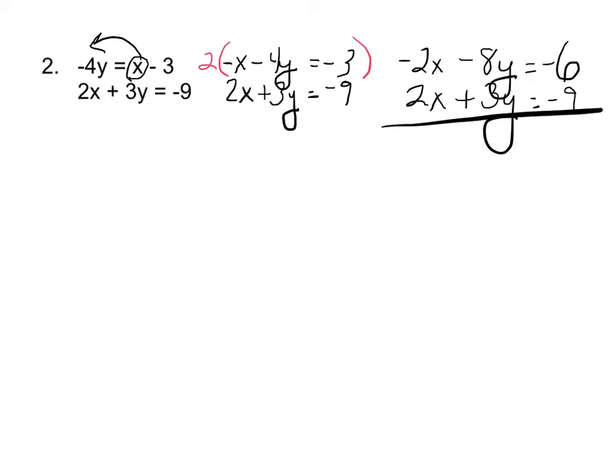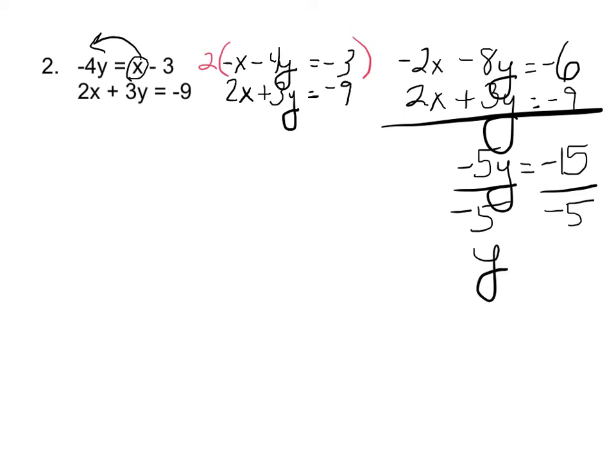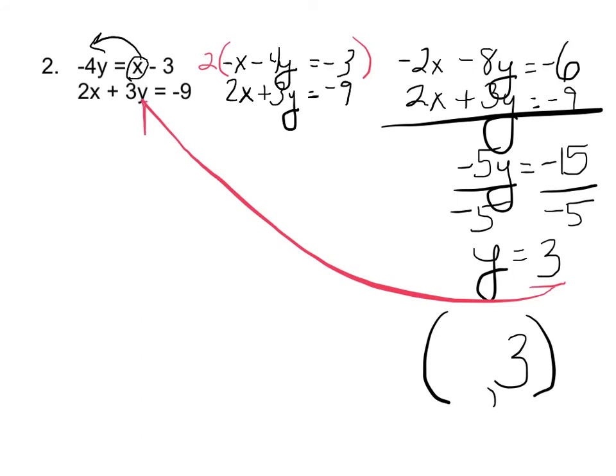Add them together. X's cancel. Negative 8y plus 3y is negative 5y. Negative 6 minus 9 is negative 15. I divide both sides by negative 5. We get y equals positive 3. So I take that y equals positive 3. Let's plug it in. I'm going to plug it in right there.